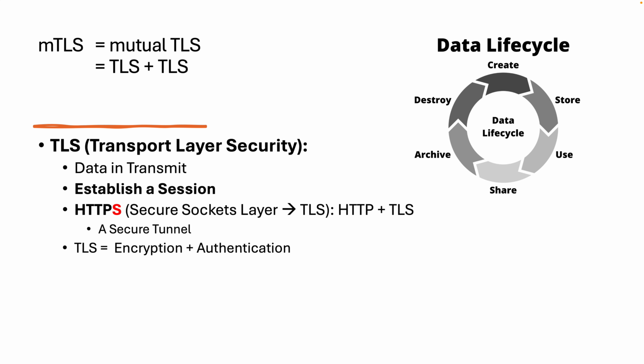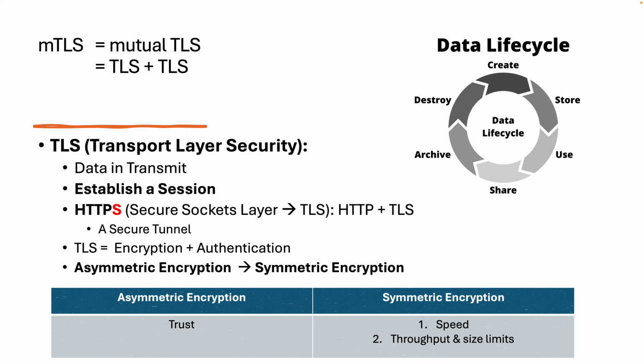To achieve this, TLS uses asymmetric encryption at first, and after securely agreeing on a session key, it switches to symmetrical encryption. This is because asymmetrical encryption costs more, both time and energy, and it's relatively slow compared to symmetrical encryption. So TLS combines the strengths of both. With TLS, once we bootstrap trust using asymmetrical encryption, we switch to symmetrical encryption for speed.